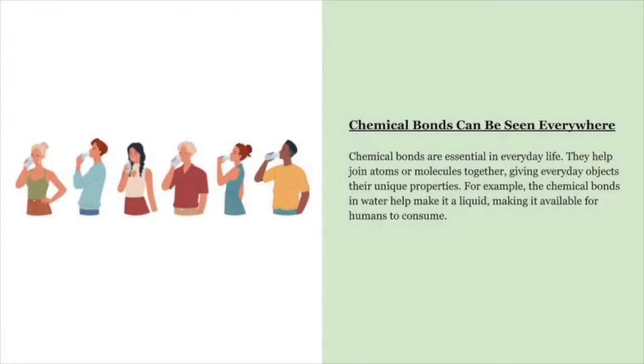Chemical bonds can be seen everywhere. Chemical bonds are essential in everyday life. They help join atoms or molecules together, giving everyday objects their unique properties. For example, the chemical bonds in water help make it a liquid, making it available for humans to consume.